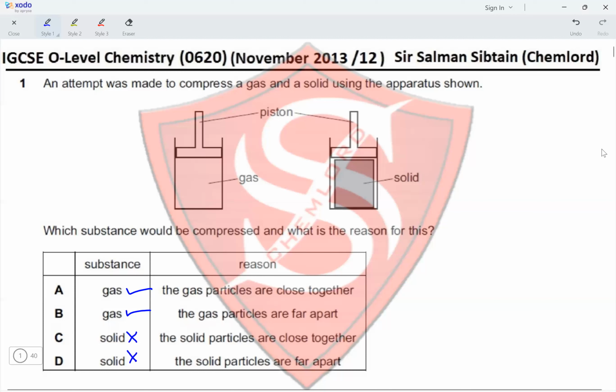Now, the reason why gas should be present. The gas particles are close together. No, the solid particles are close together, not the gas particles. The gas particles are far apart. Yes, that is why they can be compressed. Therefore, option B is the correct option for this question.